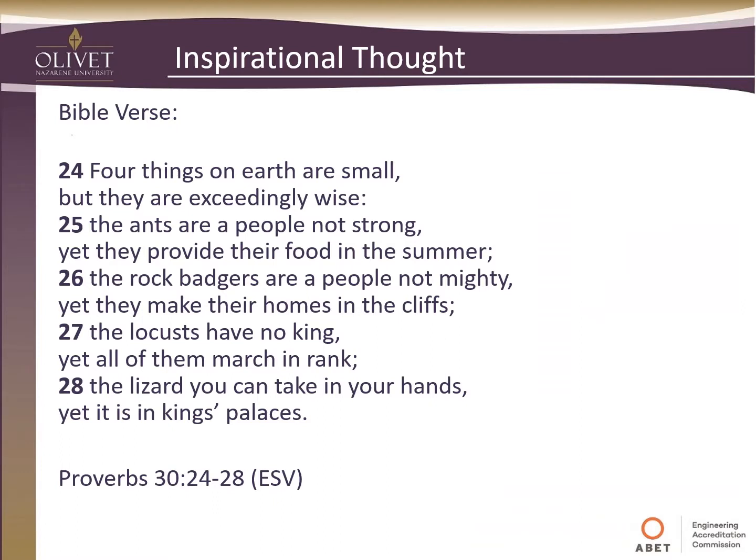Quick thought for the day. This comes from Proverbs 30:24 through 28. It says, "Four things on the earth are small, but they are exceedingly wise. The ants are a people not strong, yet they provide their food in the summer. The rock badgers are a people not mighty, yet they make their homes in the cliffs. The locusts have no king, yet all of them march in rank. The lizard you can take in your hands, yet it is found in the king's palaces."